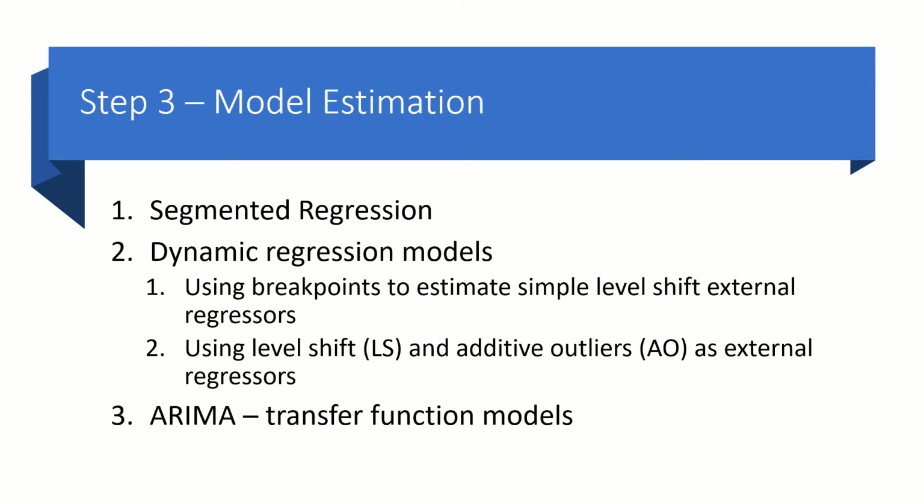The next model used is the ARIMA transfer function model. Here, various transfer functions like pulse function and step function are estimated and used as covariates. The lagged effects of covariates are also included in model estimation.